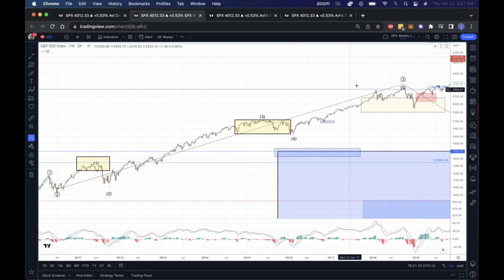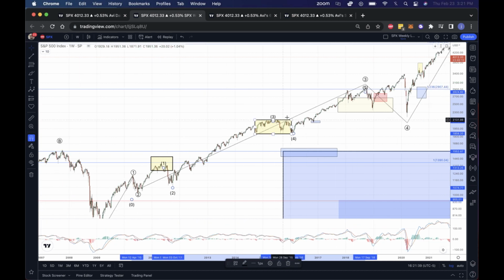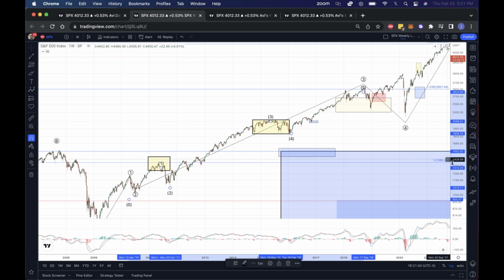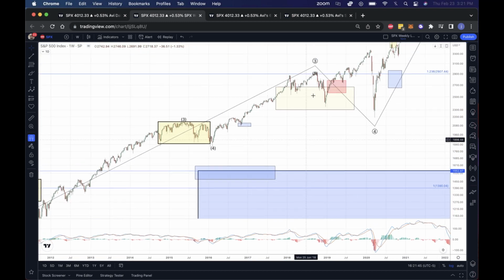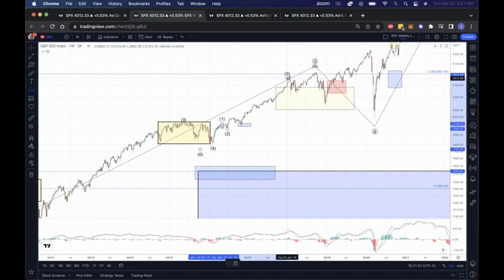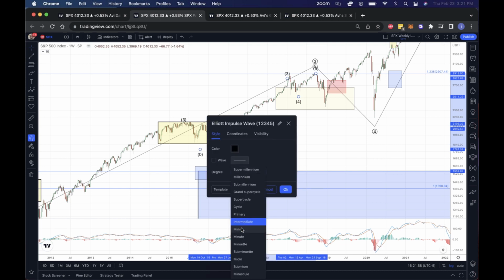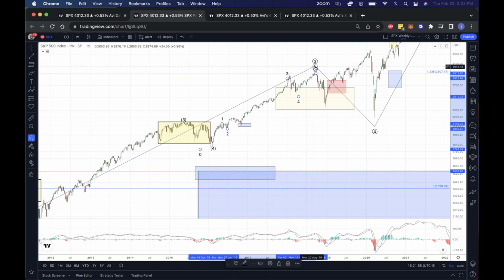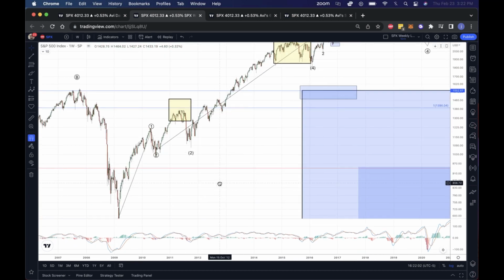We have sort of the same structure here inside of the 3rd wave, where we have our wave 1. In this case, we have a deeper wave 2 pullback. Then we have a big extension up in the wave 3, a wave 4 consolidation, and our 5th wave higher. And you can see that even to a smaller degree here in the 1, 2, 3, 4, and 5 of the intermediate, or parentheses, 5th wave there.